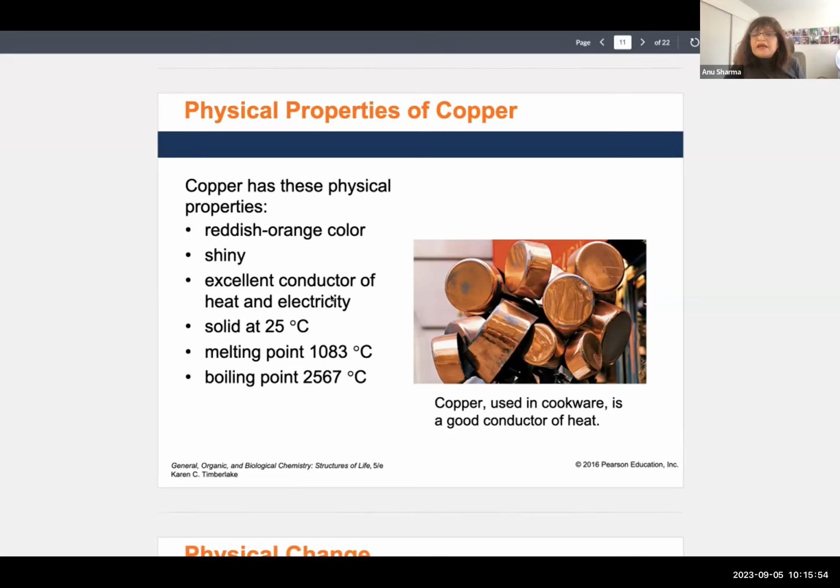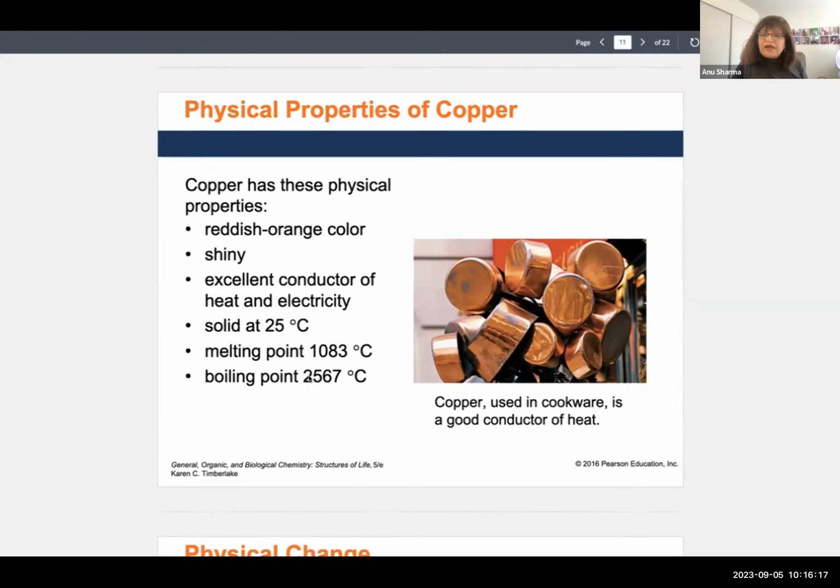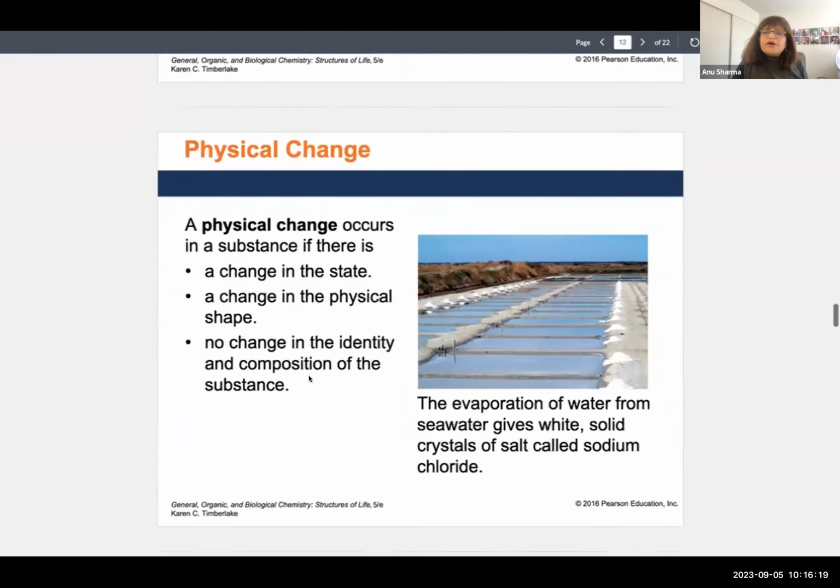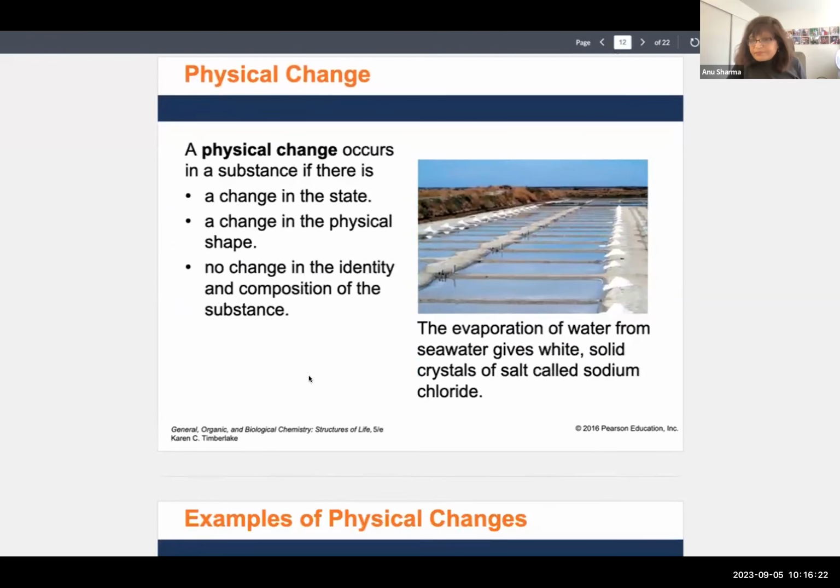But when you heat it to 1083 degrees Celsius, it begins to melt. This solid begins to convert to a liquid. Now, if you keep on heating, the liquid copper will boil off, converting from liquid copper to gaseous copper at 2567 degrees Celsius. Okay, so that's the boiling point. So that's the main thing with the physical properties.